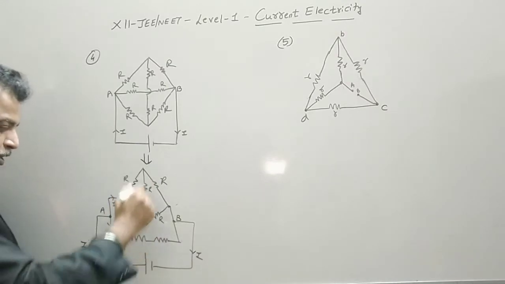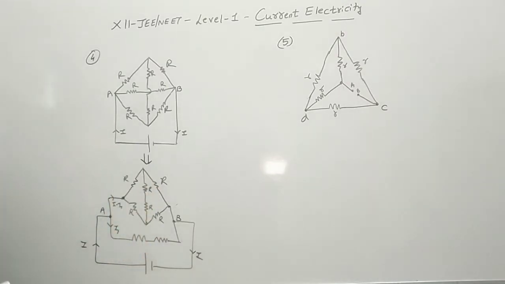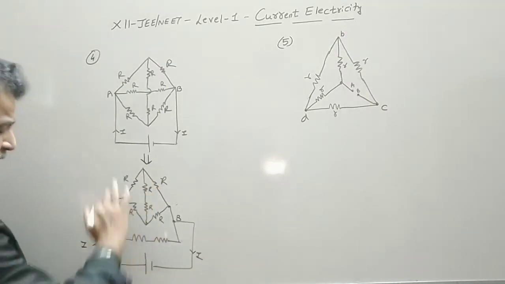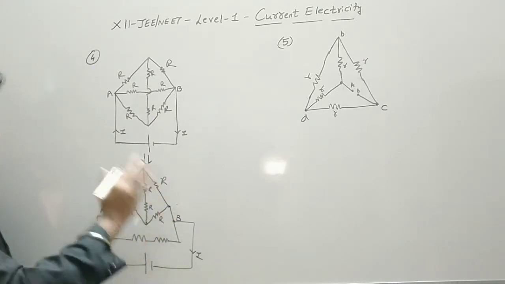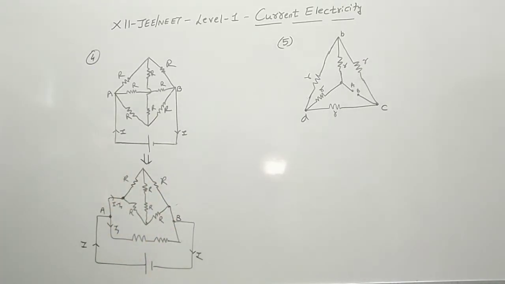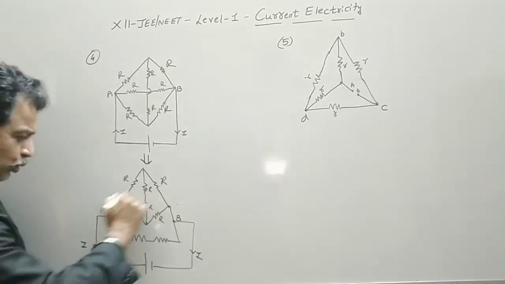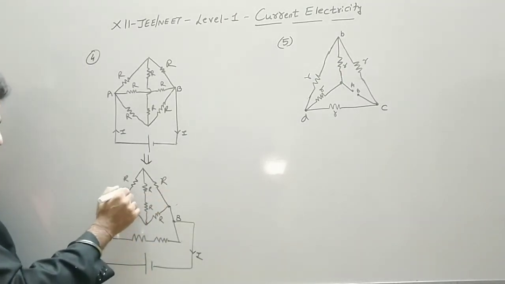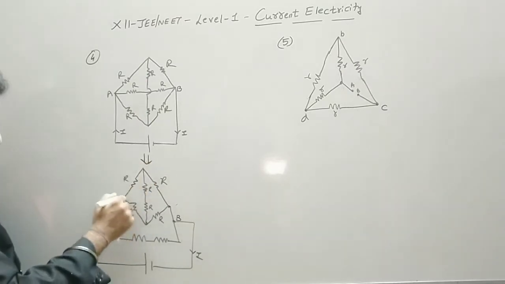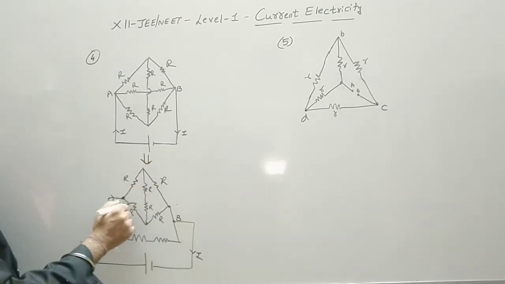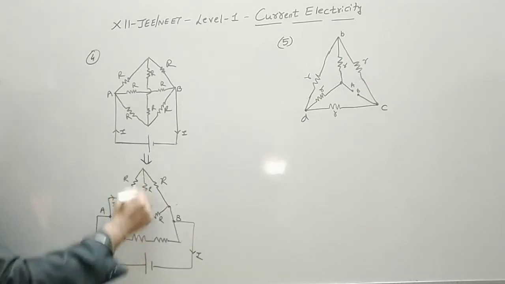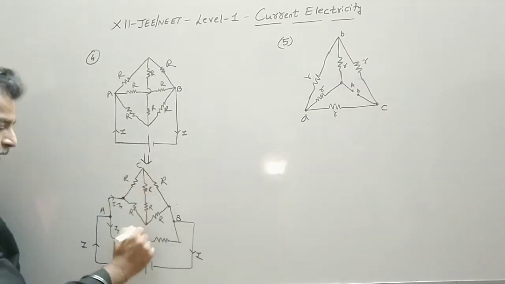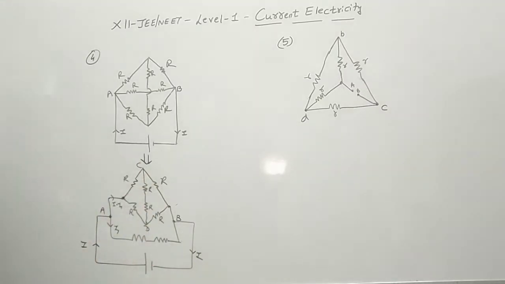So this branch already becomes ineffective. We need to find the equivalent resistance, so there is no need to further divide the current. Otherwise the current would divide again at this point. Say the current flowing through this branch is I2, then this branch will carry I minus I1 minus I2. This branch becomes ineffective, that is, points C and D are at the same potential.